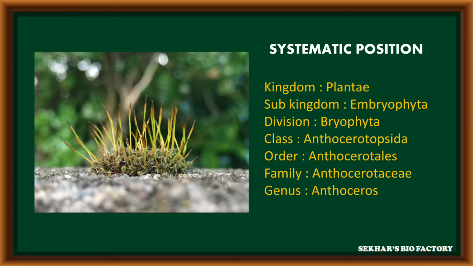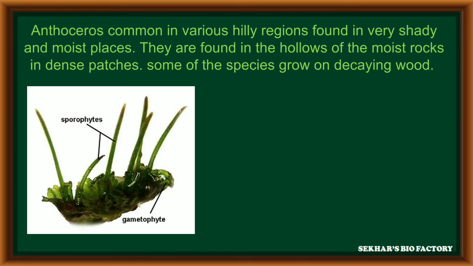The systematic position of Anthoceros is: kingdom Plantae, subkingdom Embryophyta, division Bryophyta, class Anthocerotopsida or Hornworts, order Anthocerotales, family Anthocerotaceae, genus Anthoceros. Anthoceros members are common in various hill regions, found in very shady and moist places. These are found in hollows on moist rocks in the form of dense patches. But some of the members grow on decaying wood.